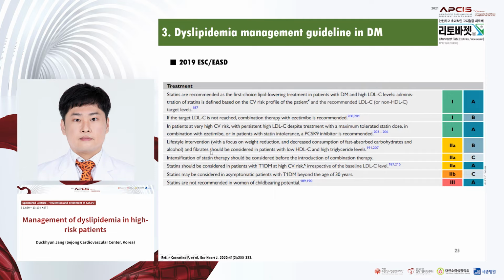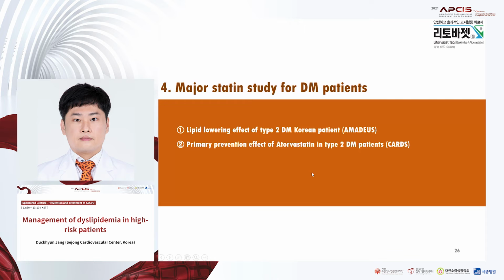Lifestyle intervention and fibrate should be considered in patients with low HDL cholesterol and high triglyceride level. Intensification of statin therapy should be considered before the introduction of combination therapy. Statin should be considered in patients with type 1 DM at high CV risk, irrespective of baseline LDL cholesterol level. Statin may be considered in asymptomatic patients with type 1 DM beyond the age of 30 years. Statins are not recommended in women of childbearing potential.